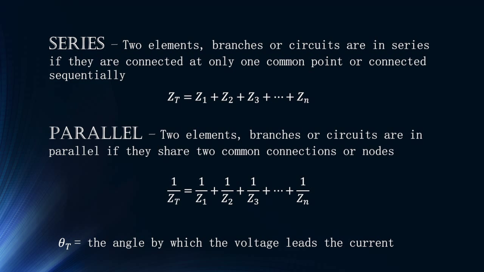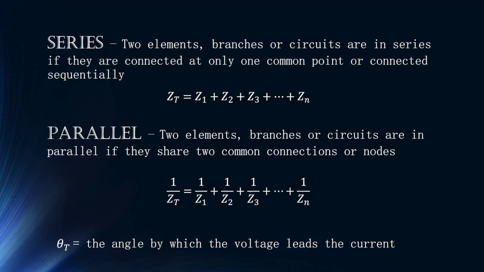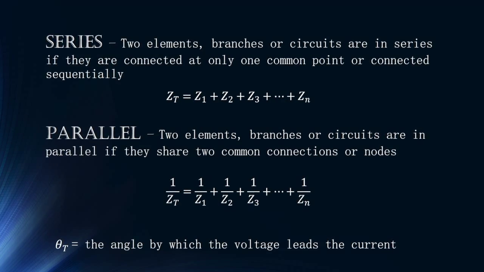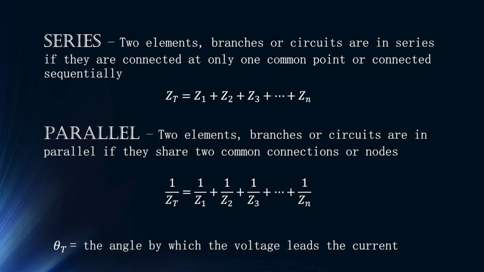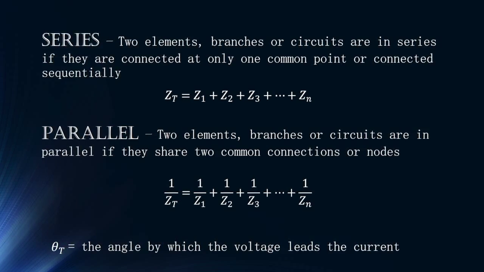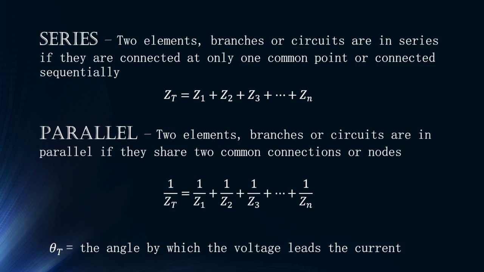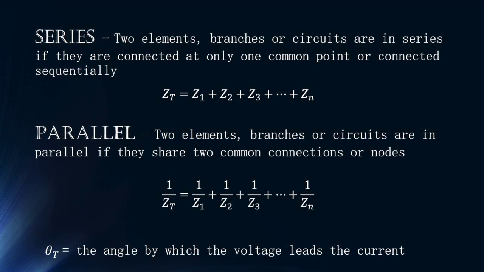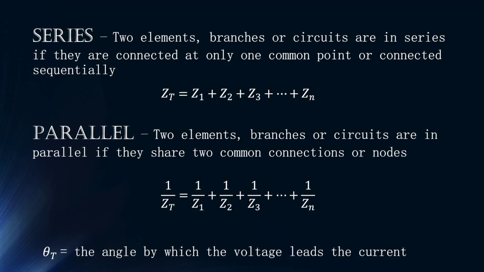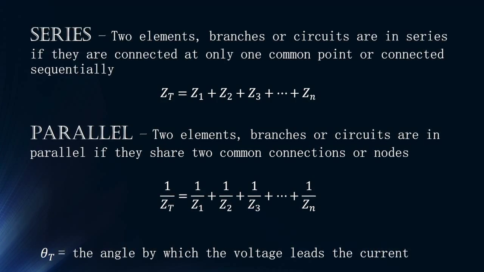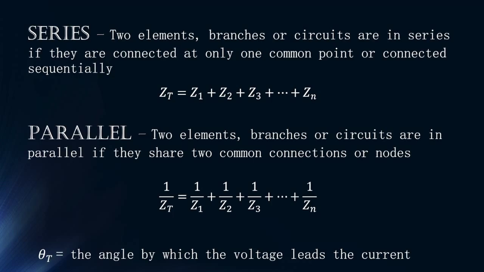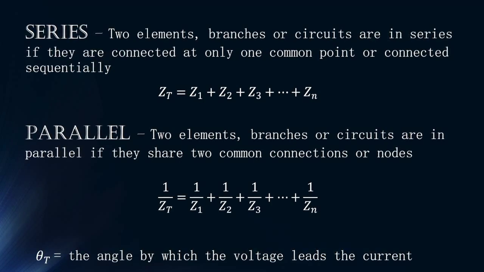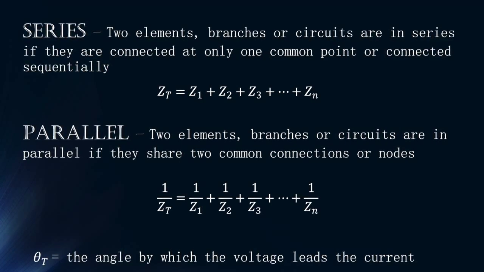Now that we know all that, we can look at series and parallel AC circuits. Two elements, branches, or circuits are in series if they are connected at only one common point or connected sequentially. Series connected impedances can be simplified to an equivalent impedance using the first formula. Two elements, branches, or circuits are in parallel if they share two common connections or nodes. Impedances connected in parallel can be simplified to an equivalent impedance using the second formula.